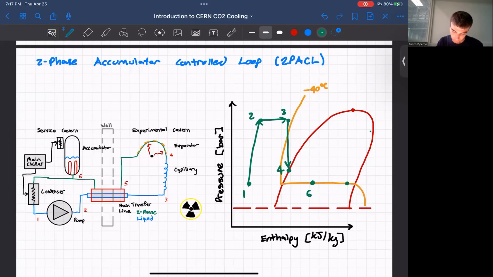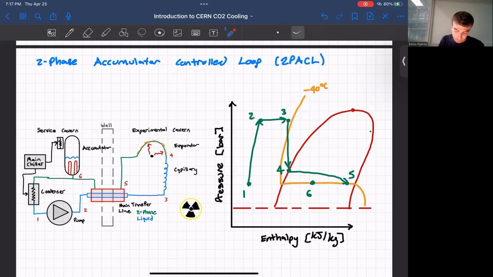Inside the evaporator, we are boiling the refrigerant, and thus keeping the temperature more or less constant. I say more or less constant because in reality, while we're passing the refrigerant inside the evaporator, its pressure is slightly decreasing due to frictional pressure drops, and as a result, the boiling temperature decreases. And so from 4 to 5, we are actually cooling down the refrigerant.